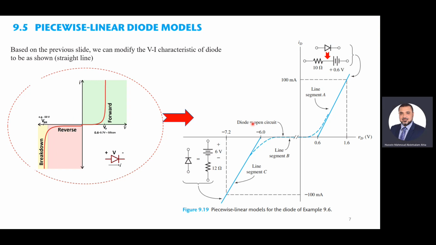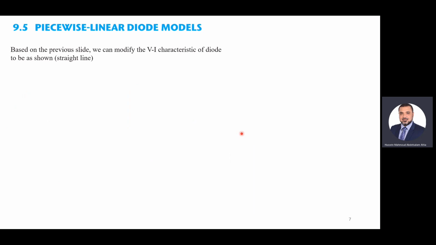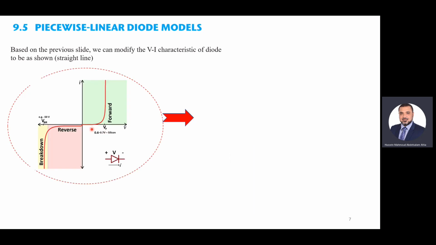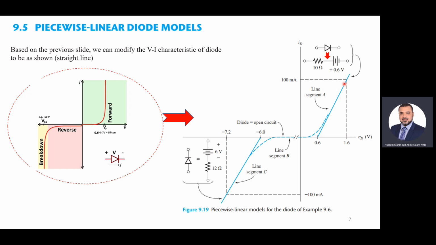In the piecewise linear model, this is the old model. In the new model, we are going to have straight lines. Instead of having this exponential function, e to the power x, we are going to have a relation like a straight line. So a straight line here, then a straight line here. Tamam? Everything will be like a straight line.